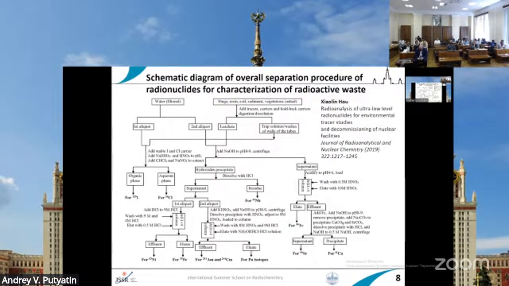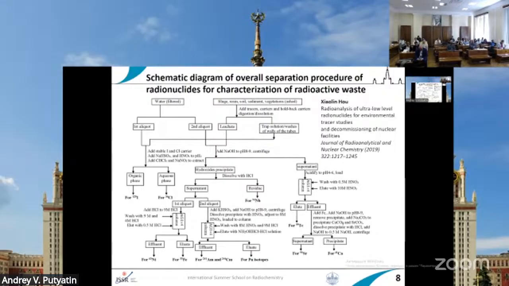This is a scheme. It looks difficult, and this is a scheme of the overall process taken from this article. You can find it. And this is a technique for determination of a wide range of radionuclides from environmental samples, from water and also seawater. And you can see here it's really a wide range: sludge, resin, soils, plants, and so on.